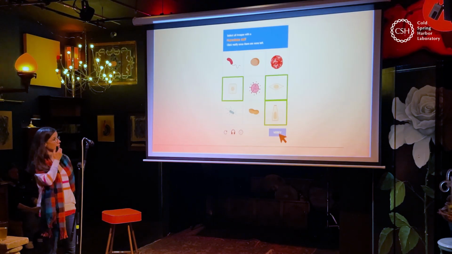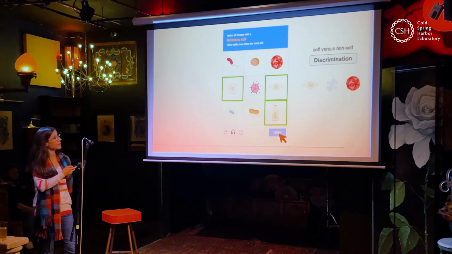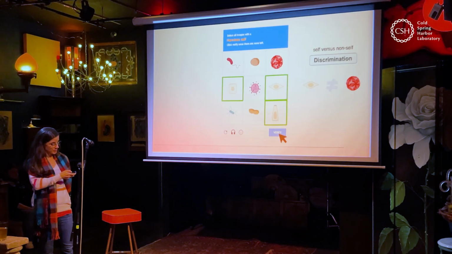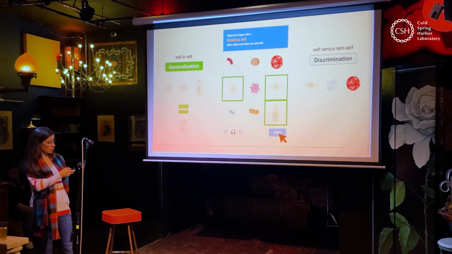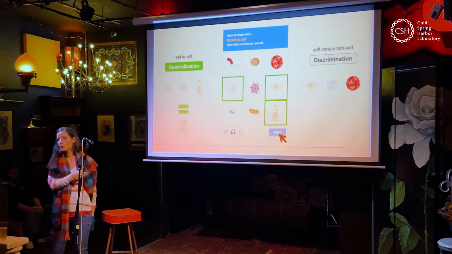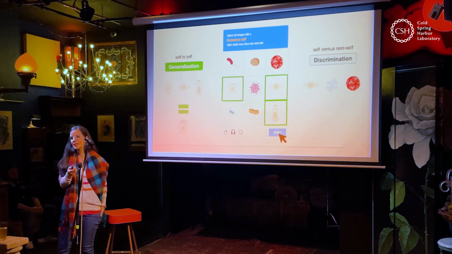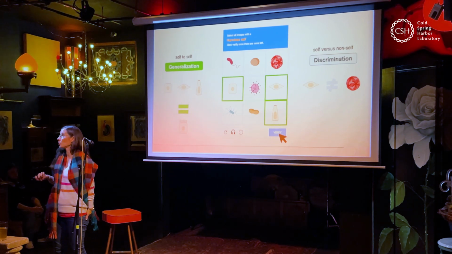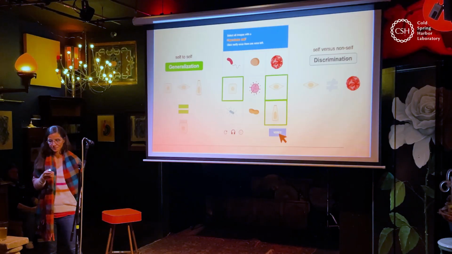Okay, so we click verify again, and we find out that yes, indeed, we can now discriminate that this is self and this is non-self. And if we've done this enough times, we know most of the cells in our body, and then if another cell from our body comes along, we can generalize and be like, oh, this also belongs to our body. We should ignore this and not start an attack.